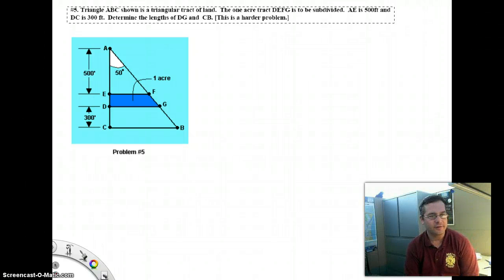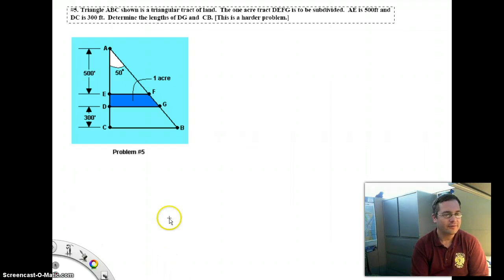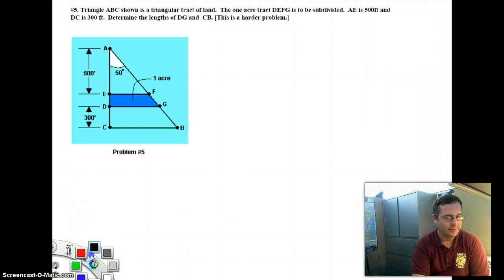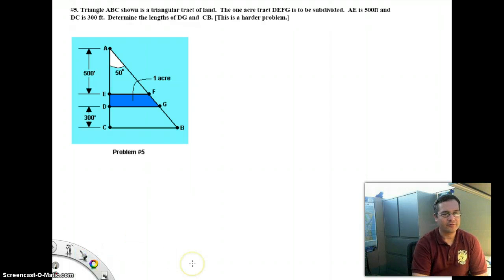Alright folks, so this is the last problem for week 1, and like it says in the description, this is a little bit more challenging than some of the other problems that you've encountered, but it's not impossible. And the first thing you have to do is look at what it's trying to get you to figure out. So basically they want you to figure out the lengths of the sides of this area such that it is 1 acre.